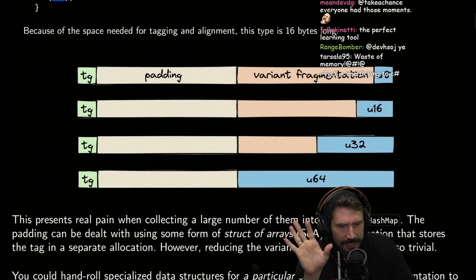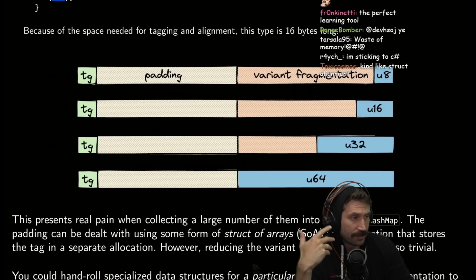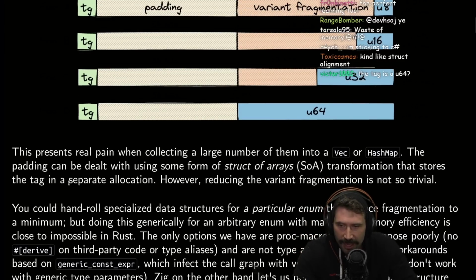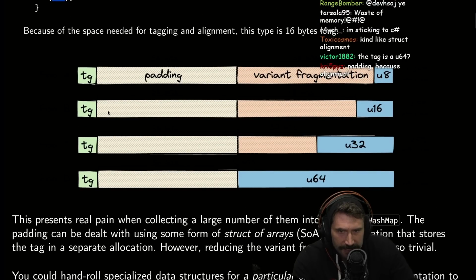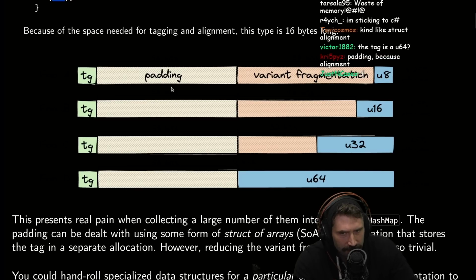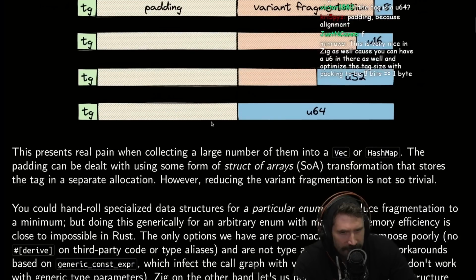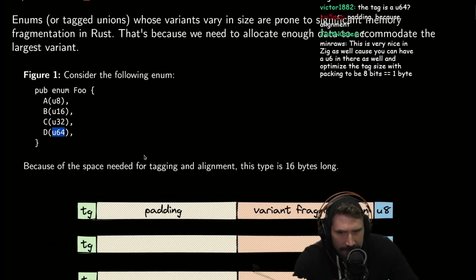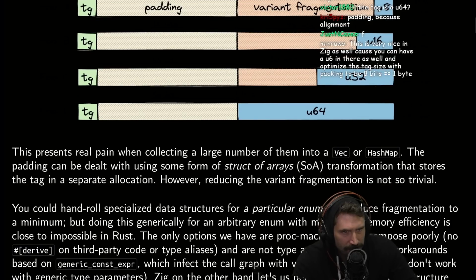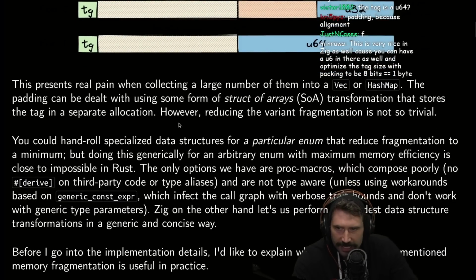And you can't complain about it in TypeScript because, well, you're using JavaScript, which everything is like a minimum of 16 bytes. It's just gigantic. This presents real pain when collecting a large number of them into a vec or hash map. Okay, this makes sense. So this tag and padding thing is kind of interesting. You can have a lot of them, obviously. The reason why they choose this, I believe, is reading speed, right? It's just more efficient to read out an entire word than it is to read out some U8. And so just a thing to think about.